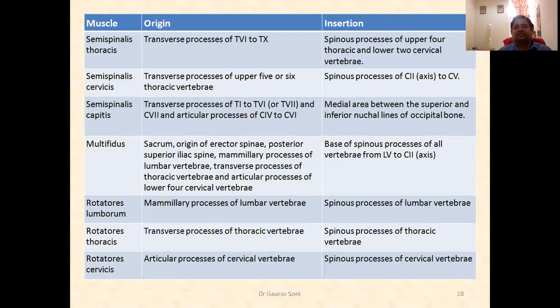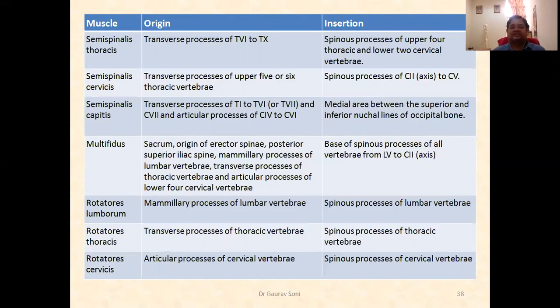Semispinalis cervicis arises from the transverse process of the upper 5 or 6 thoracic vertebrae. They get inserted into the spinous process of axis to C5, and semispinalis capitis from T1 to T6 and C7 gets inserted in the medial area between the superior and inferior nuchal line of the occipital. As the name capitis suggests, it has to go to the skull. So this is the first group, semispinalis, more superficial.